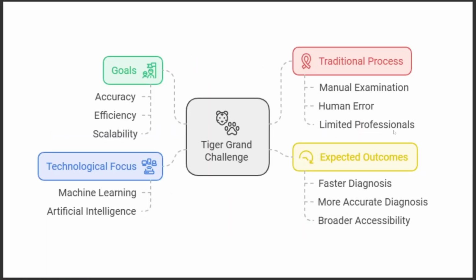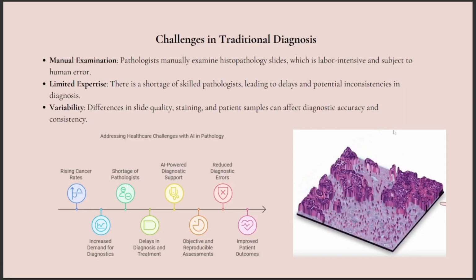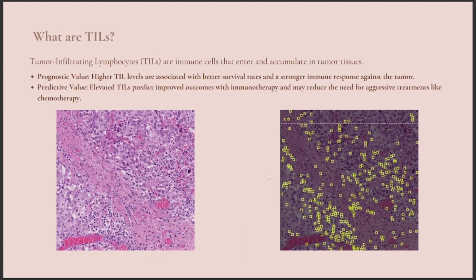The goal of this challenge is to provide an accurate, efficient, and scalable solution using computer vision and artificial intelligence algorithms. Initially, this process is done using manual examination, but now we provide an alternative solution to it, which will aid in faster diagnosis and broader accessibility. Currently, manual examination takes a lot of time, and there are few pathologists and limited expertise. So, we propose a solution which uses AI-powered diagnostic support and objective and reproducible assessments, which will lead to improved patient outcomes.